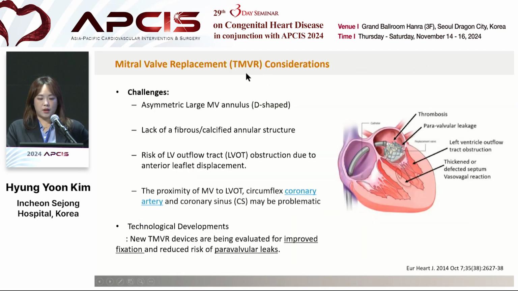And also we have TMVR considerations. So the proximity issue: the mitral valve is close to structures like the LVOT, LCX, and coronary sinus, which can increase the risk of obstruction or compression.